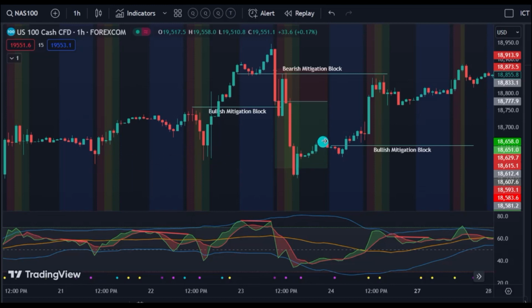And afterwards, price creates another bullish mitigation block. And as you see, it does not touch it. So at some point, price is coming back to this area.